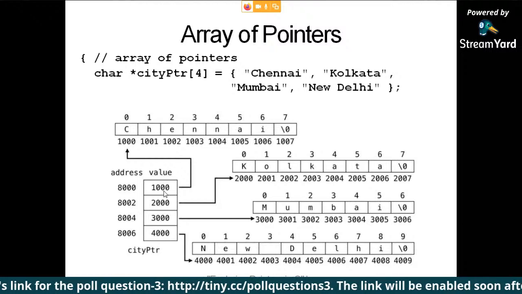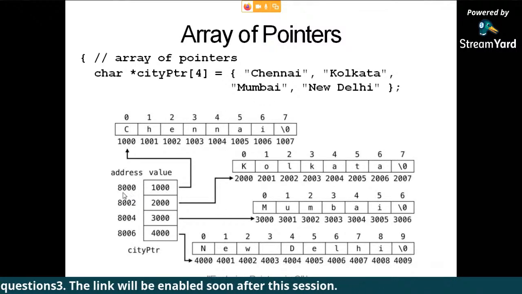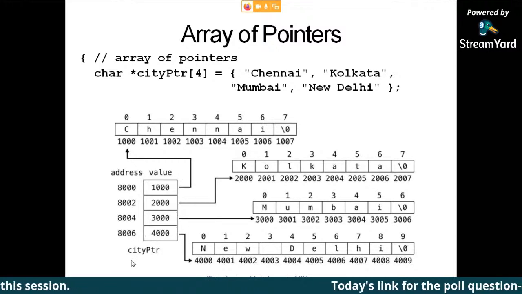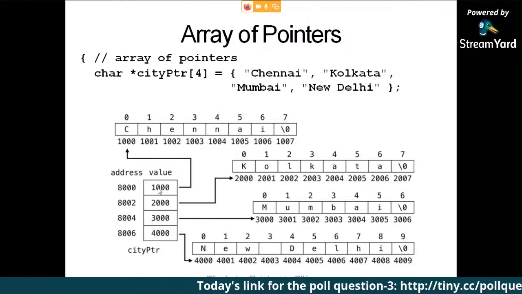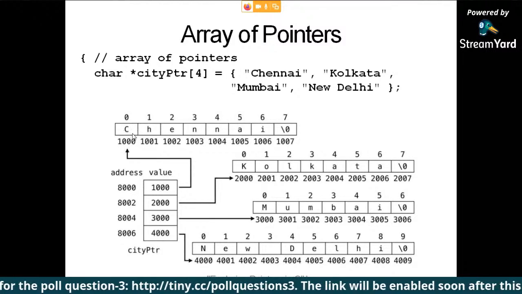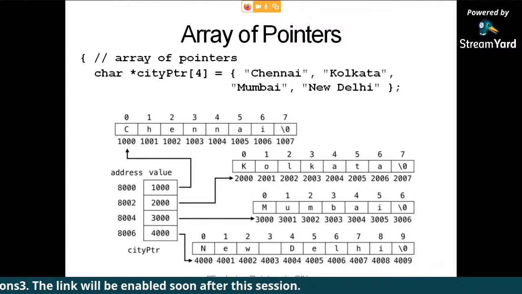In this case, it consists of different characters. So when I say 8,000, please note 8,000 is the starting address of this city_ptr array. Now the first content is 1000. So starting from 1000, I'm going to have the ASCII value of C stored, and then in the next location, ASCII value of H, ASCII value of E, it just goes on.